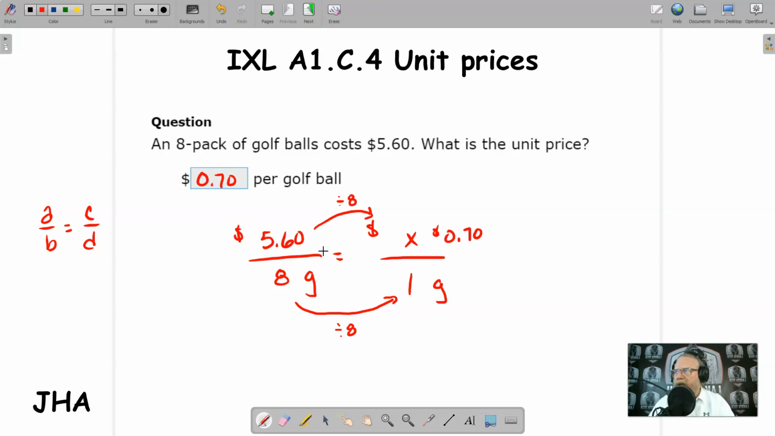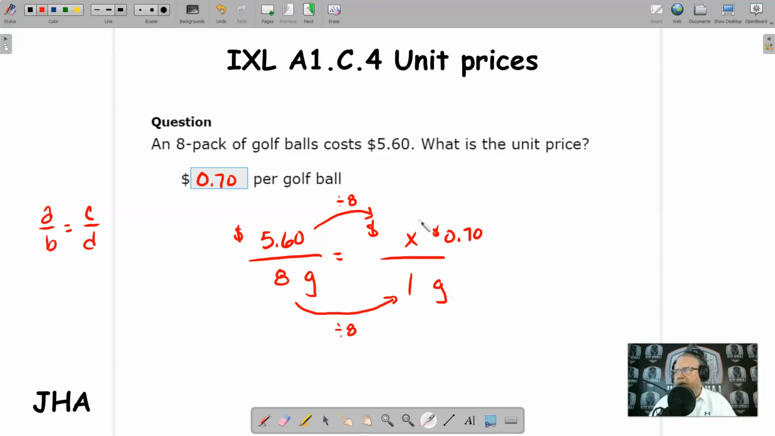And again, this is done through setting up a proportion. Notice that my dollars were both in the numerator. The denominator were both golf balls, so I want to keep my measurements in the same position. If I'm going to have dollars up top, I want dollars up top, and if I have golf balls at the bottom, I want golf balls at the bottom as well.